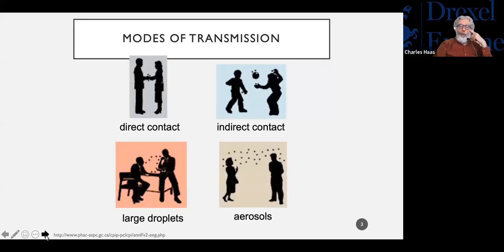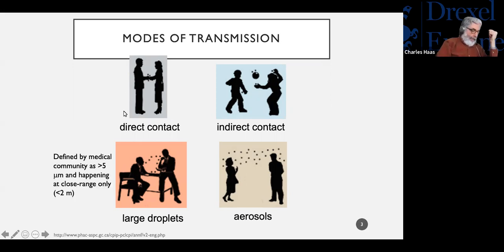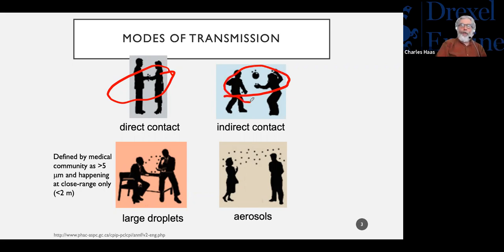So we've talked about this before. There are modes of transmission that may occur. There's direct contact when two people actually touch each other. And in this case, it's hand to hand. So transfer of virus from one person, the infected, to a susceptible. There's indirect contact by intervention of an inanimate object, a fomite.